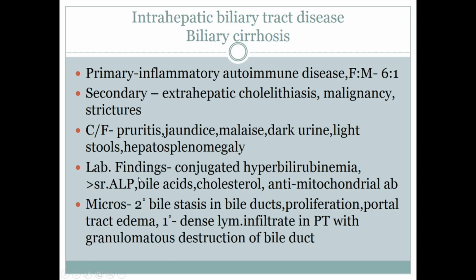Hepatosplenomegaly. Lab findings: there can be conjugated hyperbilirubinemia, ALP or alkaline phosphatase is raised, bile acids, cholesterol, antimitochondrial antibodies may be seen. And microscopically in the secondary, there can be bile stasis in bile ducts, proliferation of the bile ducts, and portal tract edema. In the primary, there is a dense lymphocytic infiltrate in the portal tracts with granulomatous destruction of bile ducts.